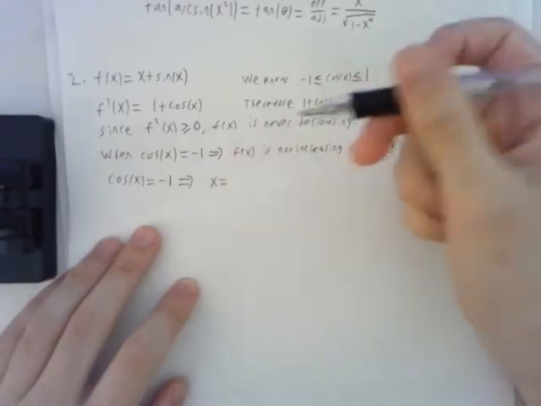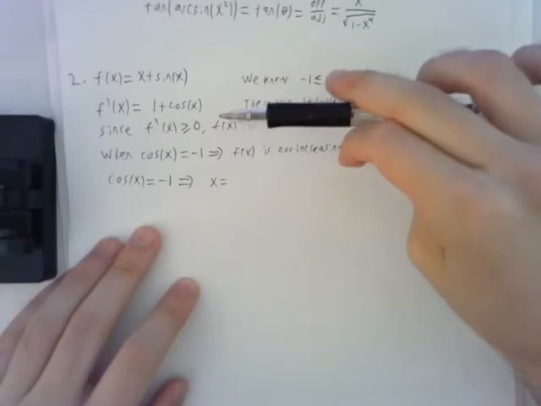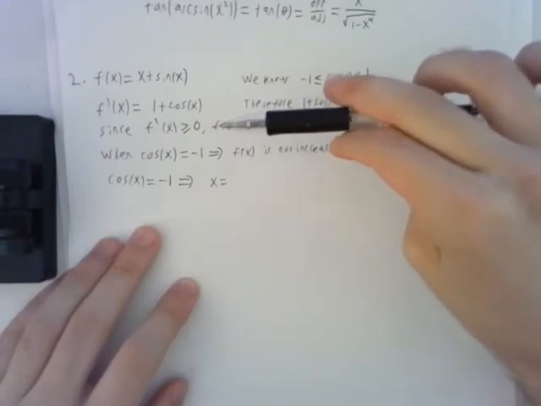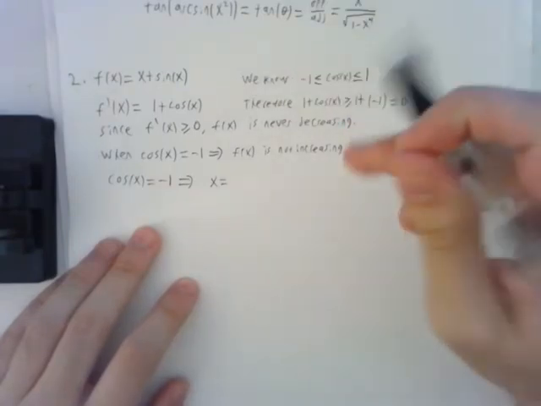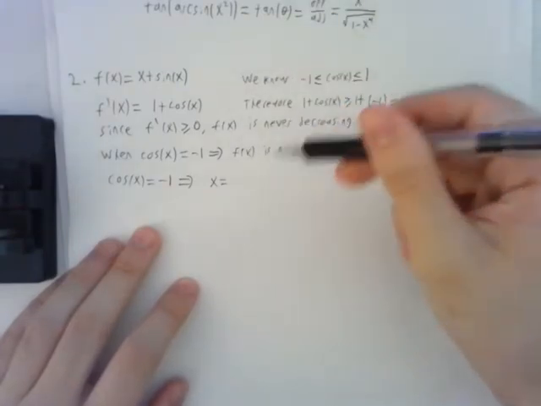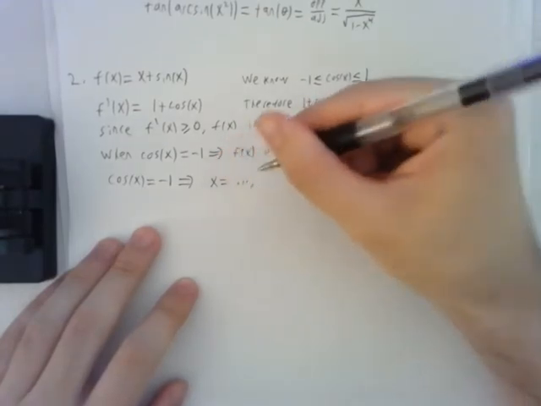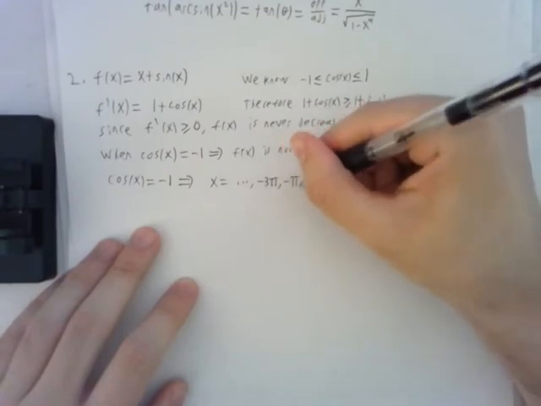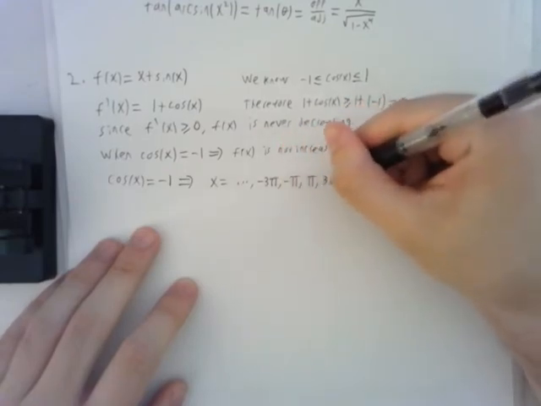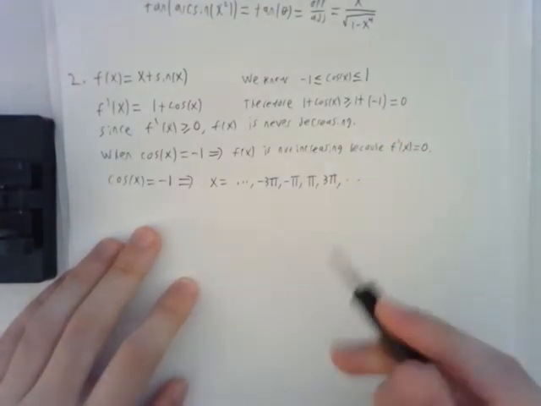value, but we could also go around the circle another time and get to 3 pi, then cosine would be negative 1 again. Or we could go around the circle in the opposite direction, then we'd go from pi to negative pi and then negative 3 pi and so on. So the values where cosine will hit negative 1 will be negative 3 pi, negative pi, pi, 3 pi, and so on, continuing in multiples of 2 pi in both directions.